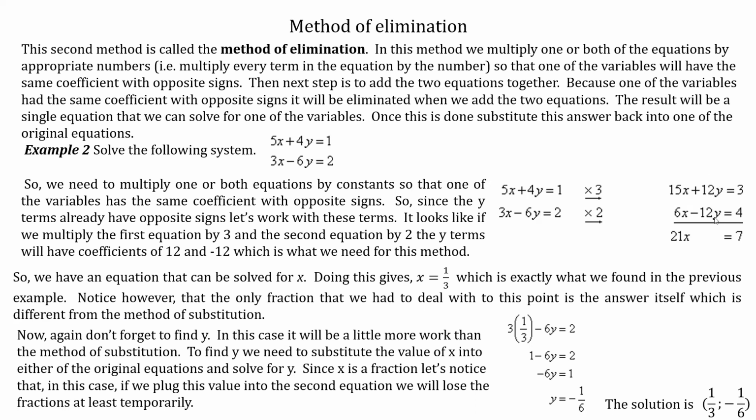These y terms are eliminated. 3 plus 4 is 7. So we take this equation and solve it for x. Dividing both sides by 21, we get x is equal to 1 over 3, which is exactly what we found in the previous example. That's the only fraction that we had to deal with at this point. The answer itself is different from the substitution method.